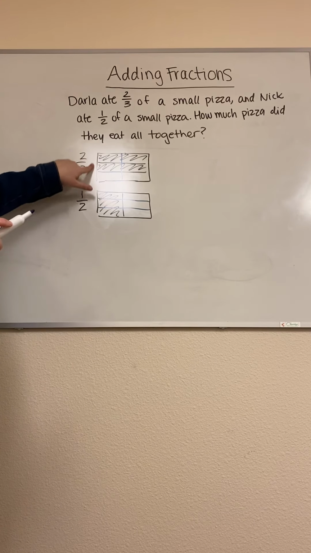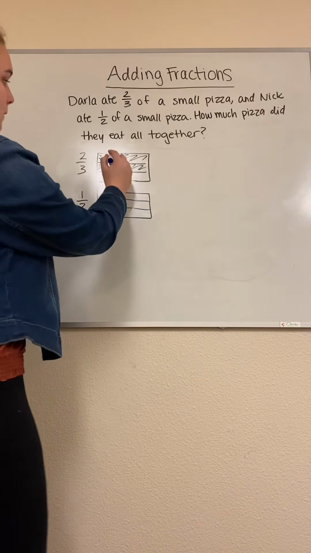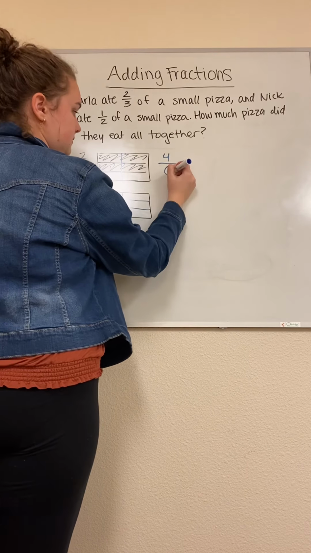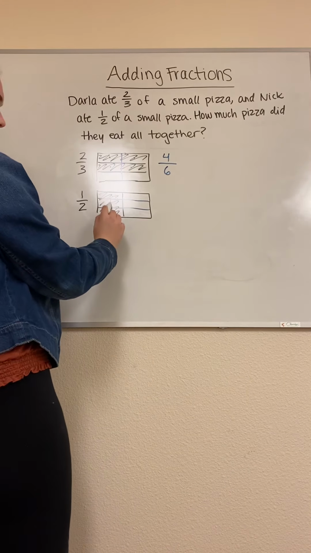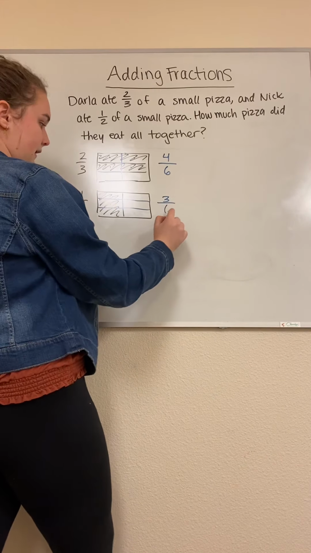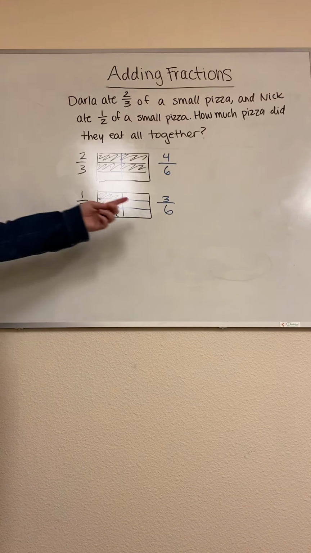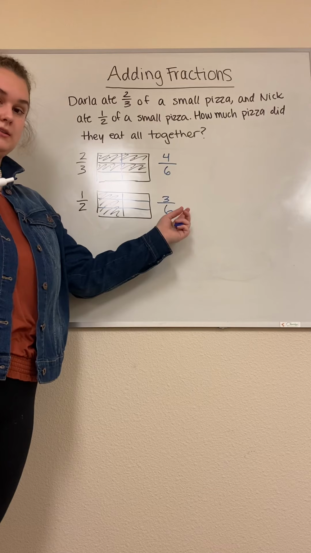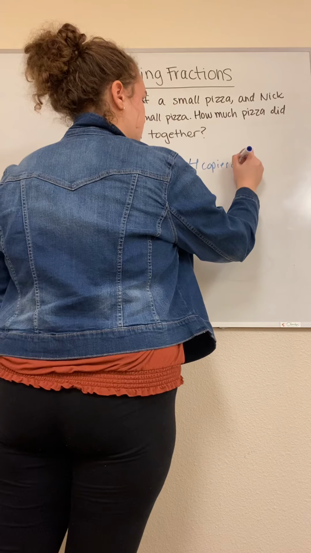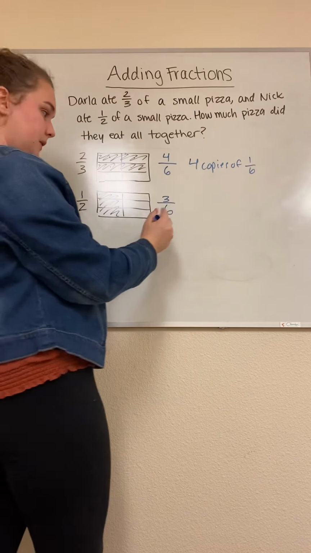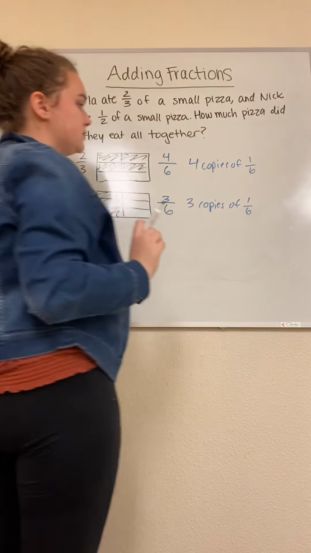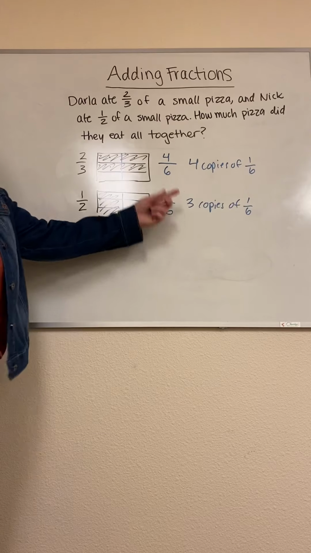So here we have 1, 2, 3, 4 pieces shaded in out of 6. And here we have 1, 2, 3 pieces shaded out of 6. So now you can see we have the same units. We have copies of 1/6. In this one, we have 4 copies of 1/6. And in this one, we have 3 copies of 1/6. So that means when we're adding these together, we're adding 4 plus 3.